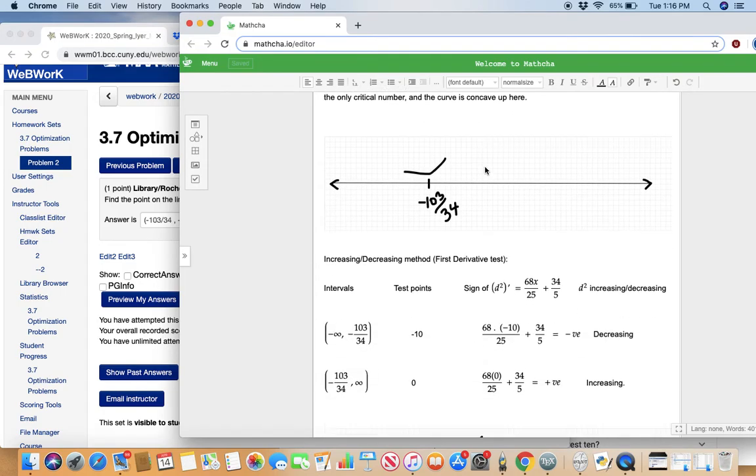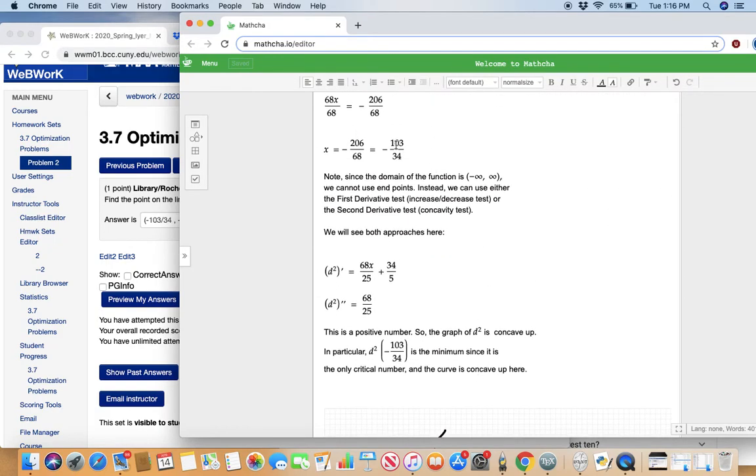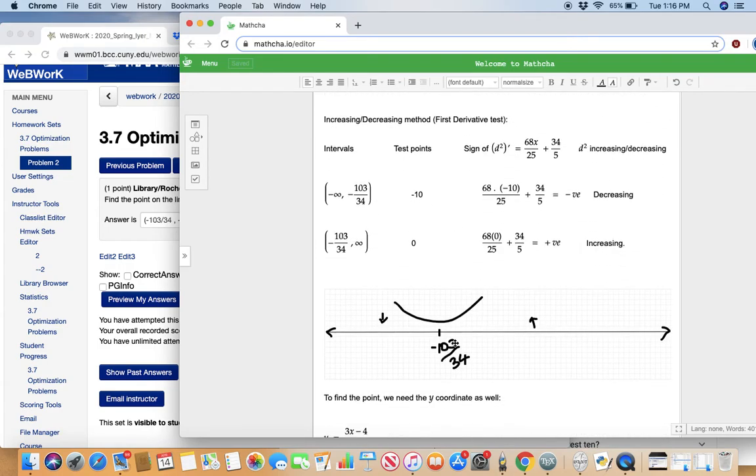Suppose I'm taking the first derivative test. That is negative 103 over 34. This is a critical number. Remember, that was our critical number. Okay, where we set the derivative to 0. So you know that the slope is going to be 0 here. There are two intervals, one on the left, one on the right. Negative infinity to negative 103 over 34 and negative 103 over 34 to positive infinity. My first derivative, I want to find its sign. First derivative was this function.